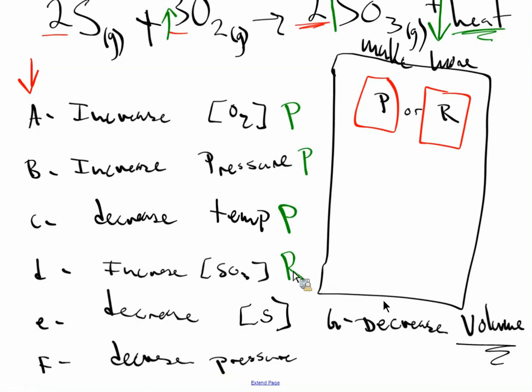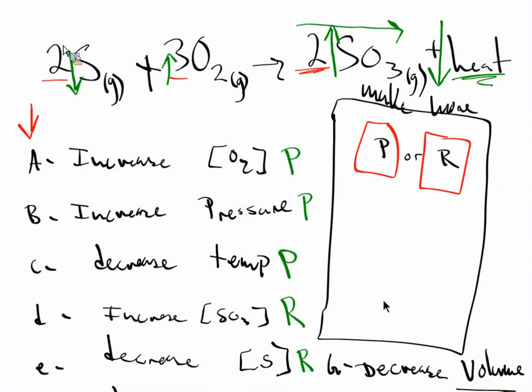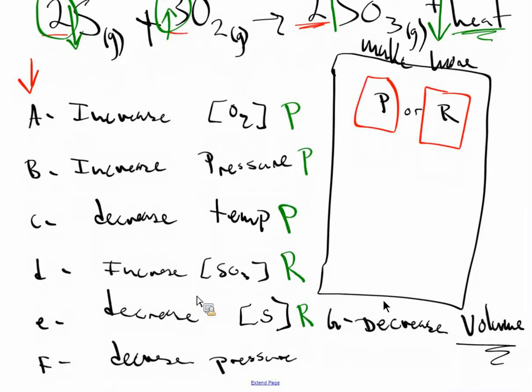Okay. Feeling it. All right. Now, decreasing SO2. So if I take away SO2, what side is SO2? Well, that would be the reactants as well. Letter F, decreasing pressure will shift to the side with more moles of gas. So that's the side with 5 versus 2. So we would say that goes towards reactant as well.